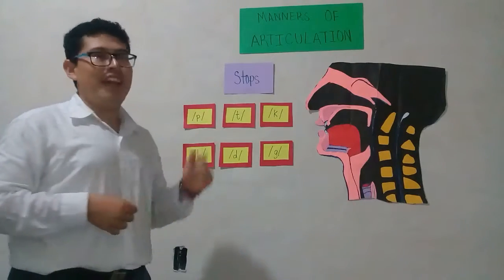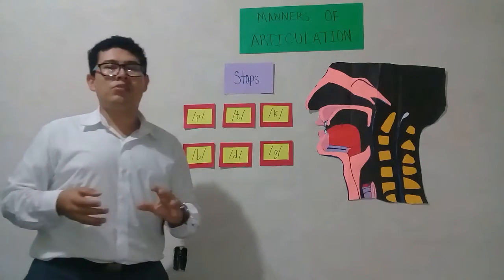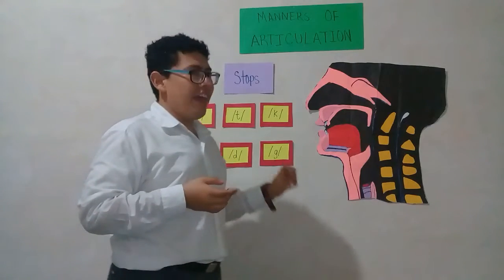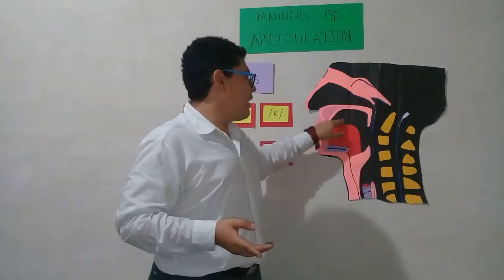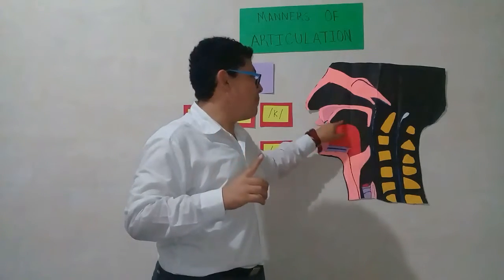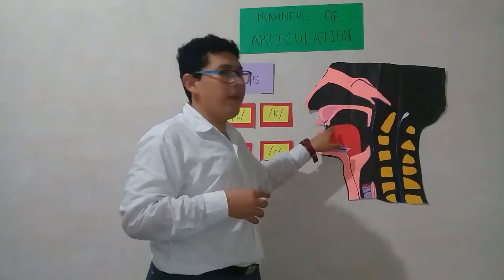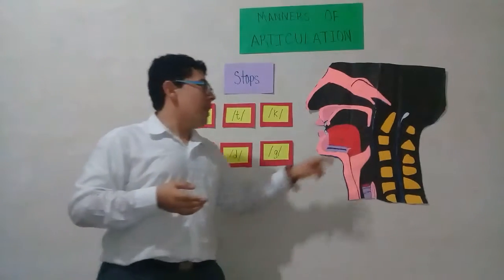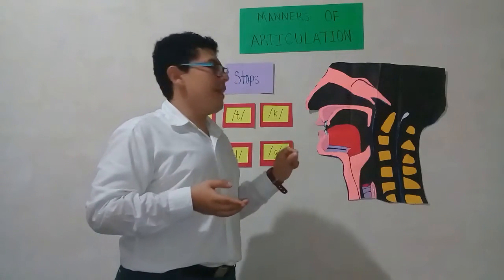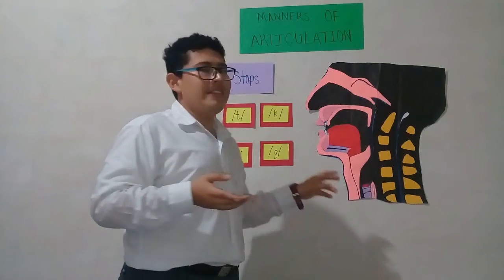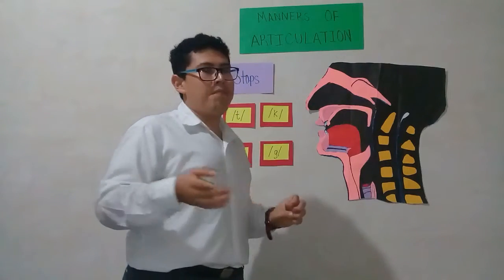The first manner of articulation is called stop sounds. The stop sounds receive their name because they are related to how the air flows inside the vocal tract, the oral cavity, and then it receives a stop by the organs that are producing the sound. For example, if we produce a bilabial sound, the air is stopped by the lips, and then it's almost impossible that the air can escape through the mouth.